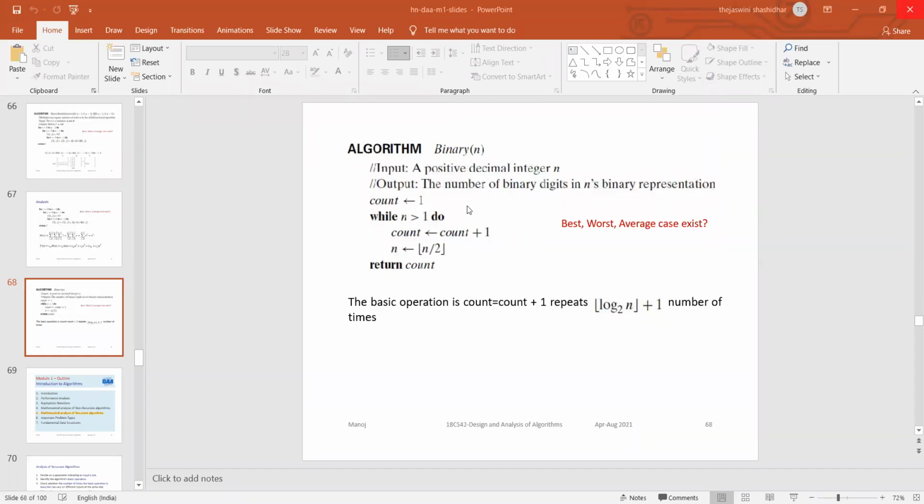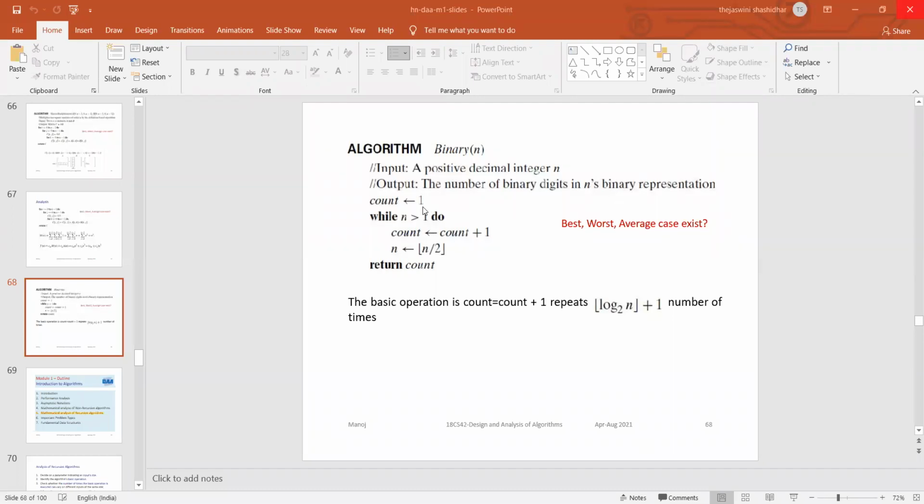If you represent it in 0010, the number of binary digits will be 4. So the count is the number of binary digits you have to represent. That will be the output, so count will be 1. If n is greater than 1, what is n? It is the positive integer you take. It should be greater than 1; you should start with 2, 3 like that. Because n is greater than 1, count becomes count plus 1.